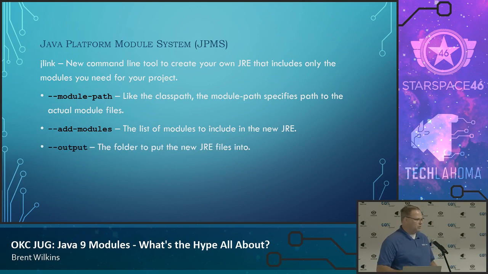And then the output allows you to declare the folder where it's going to create that. When it gets done, it's going to create a folder. It's going to have a lib folder with all the jars in it that you need, and it's got a bin directory and all the other directories you need in order to zip it up and send it.